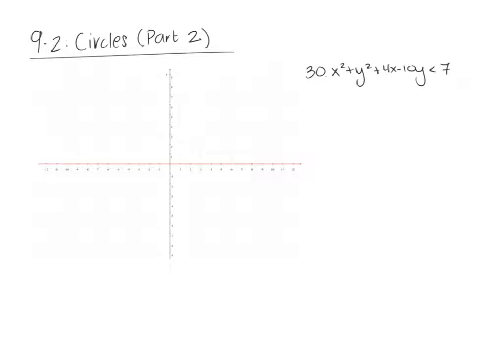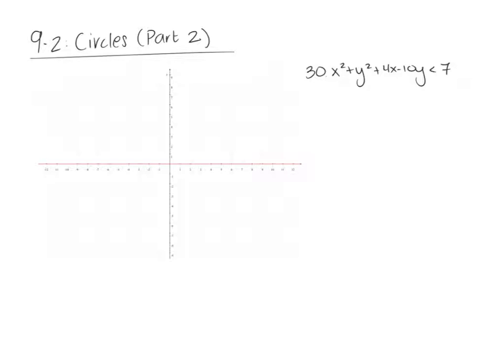Okay, so we're going to continue today's lesson on circles to begin with. That's why I've said circles part 2. And we're going to start off by looking at 30. Now, 26 through 30 is equations of circles with inequality signs rather than equal signs.